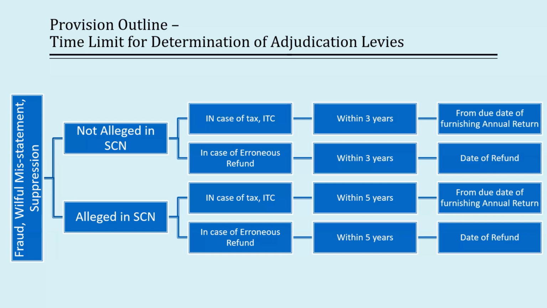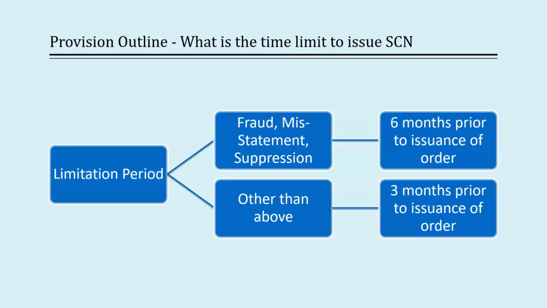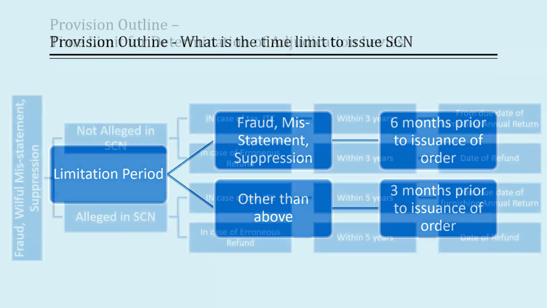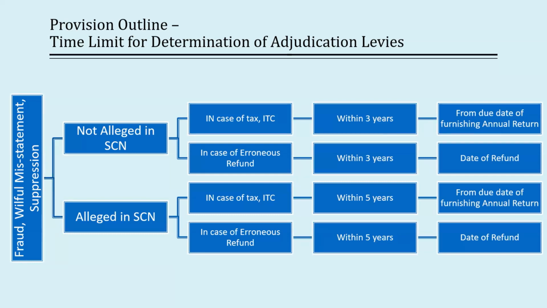First we'll go with the without fraud case. No fraud, nothing. In that situation, by when do they have to pass an order? Within 3 years. Correct? From which date? From the due date of furnishing the annual return. And in case of a refund, from the date of refund, they have to pass an order within 3 years. When is the show cause notice to be issued? 3 months prior to the issuance of the order. So that means if the order is issued by 31st December 2024 or 2023, we'll take it this financial year, 31st December 23 is the last date for passing an order. Then 3 months before, that means by 30th September 2023, the show cause notice should be issued.